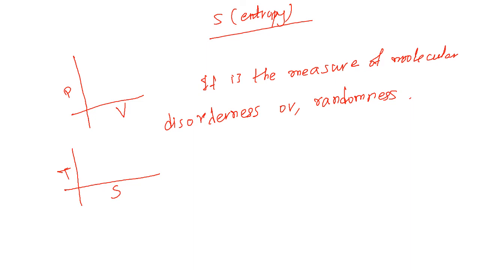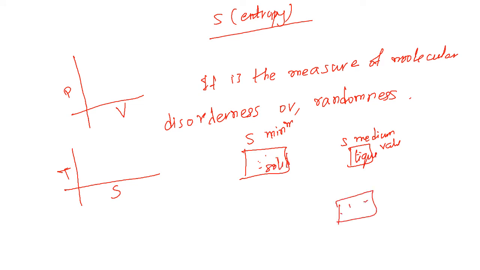Entropy of a solid: the molecules are fixed, so entropy is minimum. For a liquid, entropy is a medium value. This is liquid, this is solid. For gas, the molecules are moving here and there, so entropy is maximum.